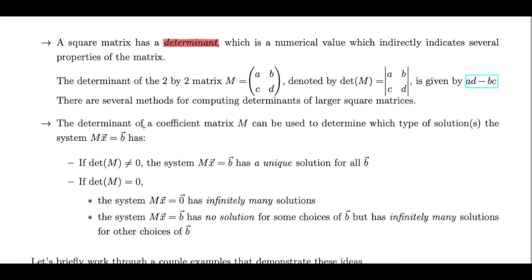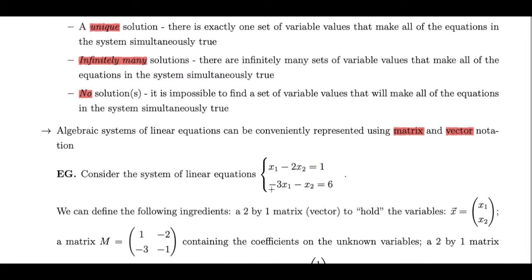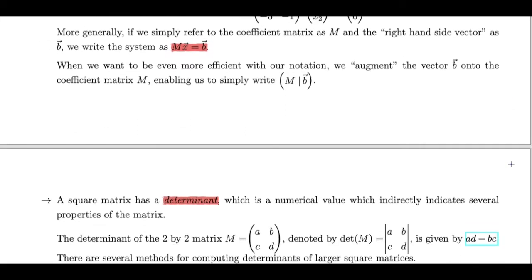Specifically, the determinant of a coefficient matrix M can be used to indicate which of those 3 cases we're in regarding the type of solutions that my system Mx equals B has. Recall from a second ago that we stated that there are only 3 types of solutions. We could either have a unique solution, infinitely many solutions, or no solutions. So in this example that we provided here, that would be true. There's either a unique solution to this system, or infinitely many solutions, or no solution. And as it turns out, we can identify which of those cases we're in based on the value of the determinant of the coefficient matrix. And that's what I'm trying to show or explain in this last bullet.